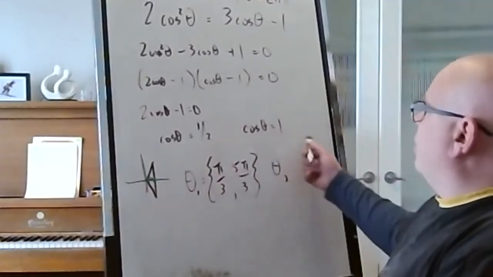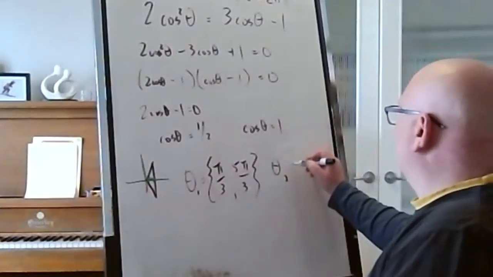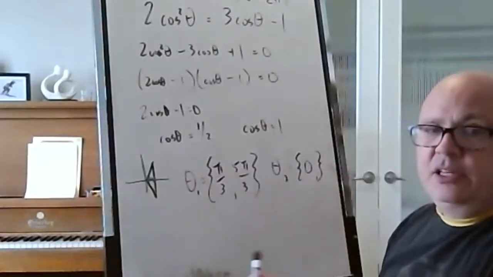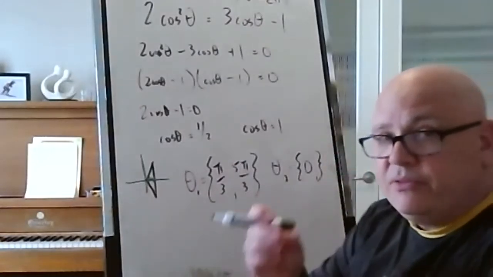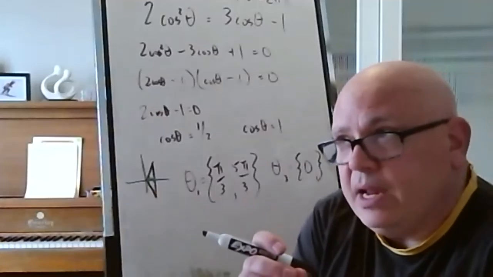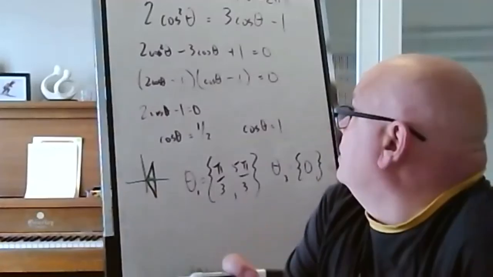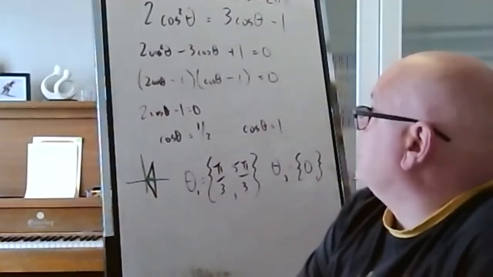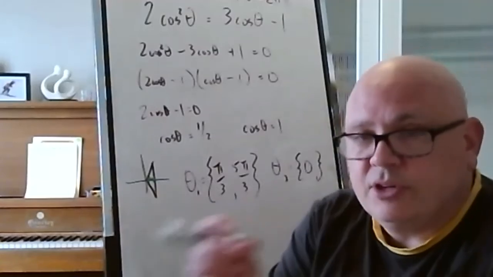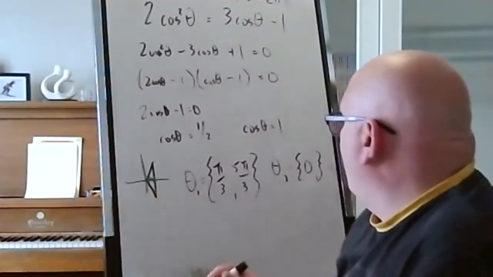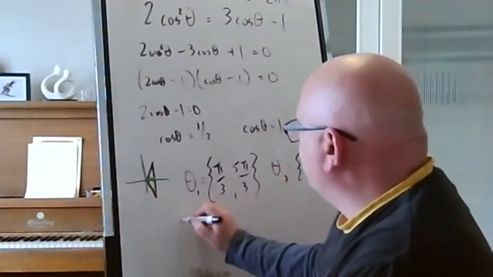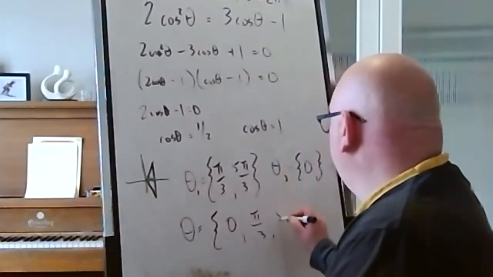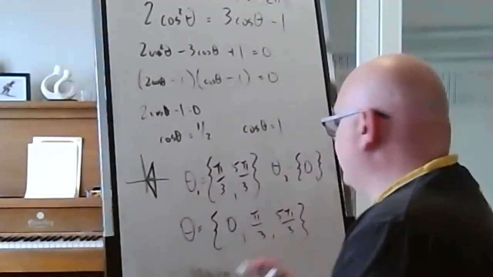For theta 2, cosine is equal to 1 at 0. In this case, it doesn't include 2 pi because it wasn't equal to 2 pi. If you look closely at your domain, the domain was 0 is less than or equal to theta, strictly less than 2 pi. So 0 is included, yes. 2 pi is included, no. And so therefore, if I list all of this, my solution ends up being 0, pi thirds, 5 pi thirds. And that's it.